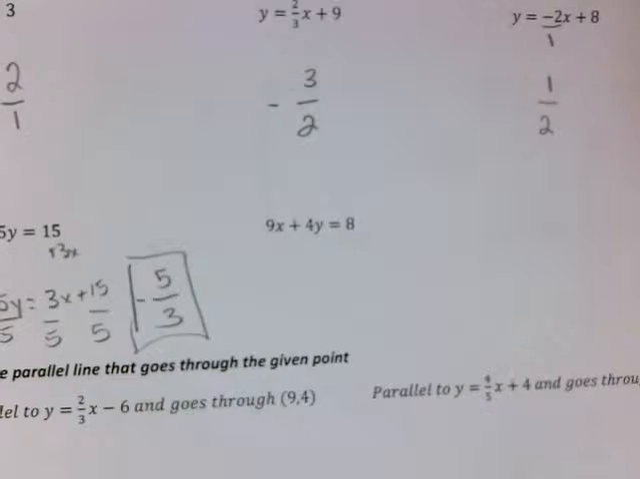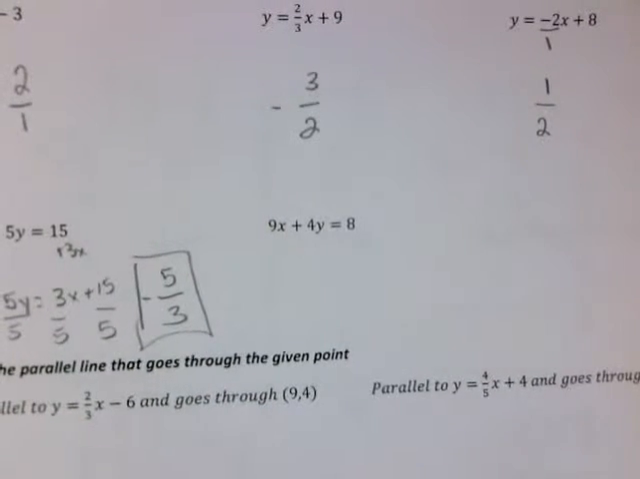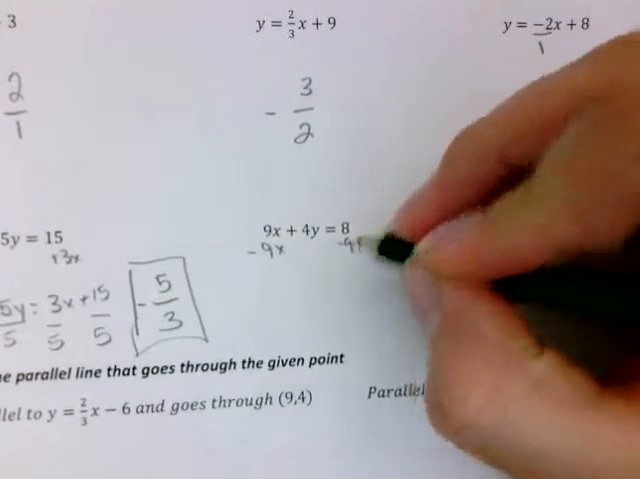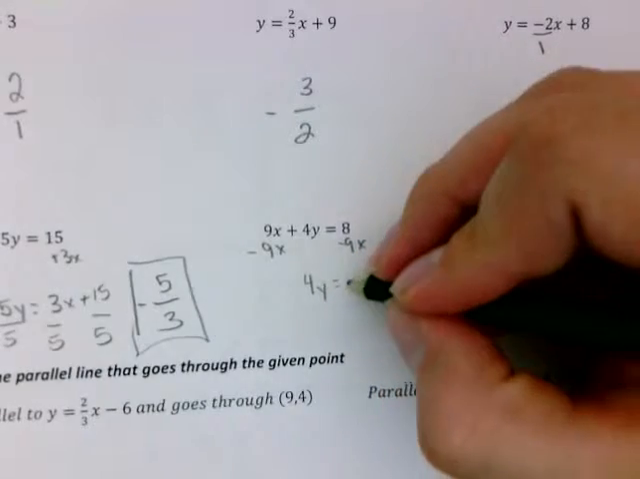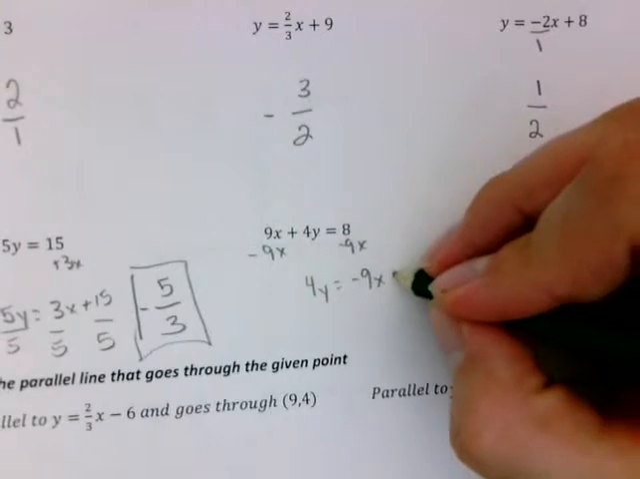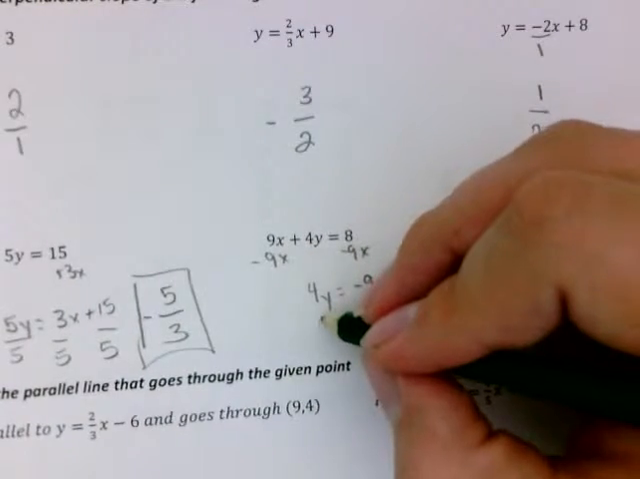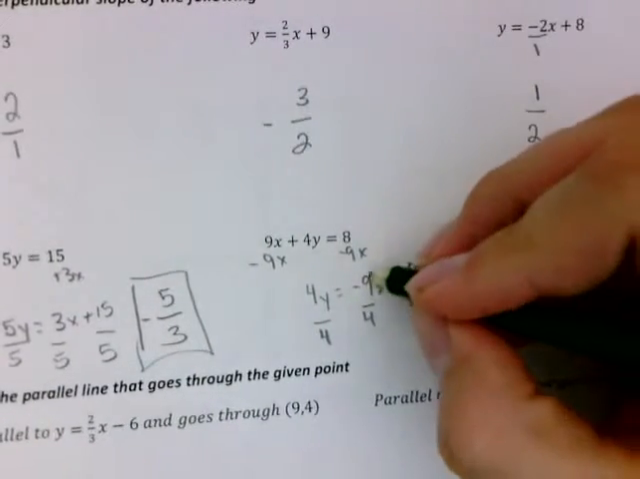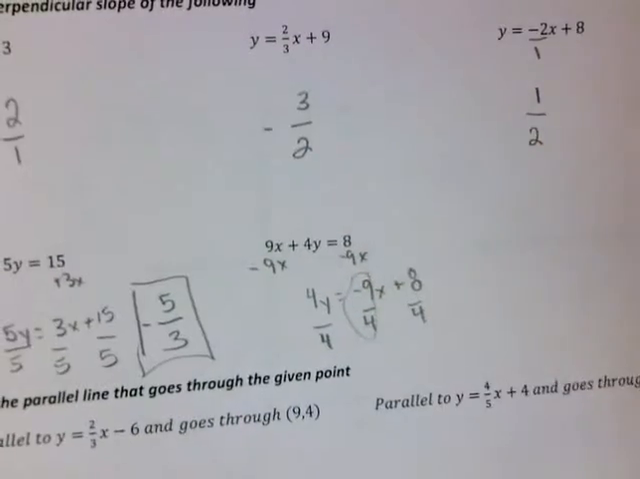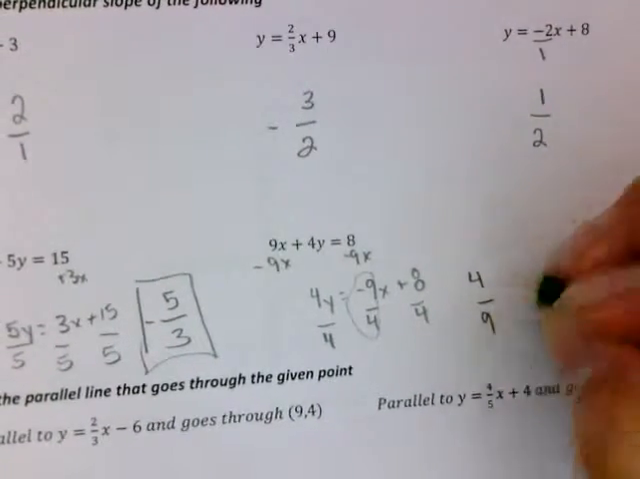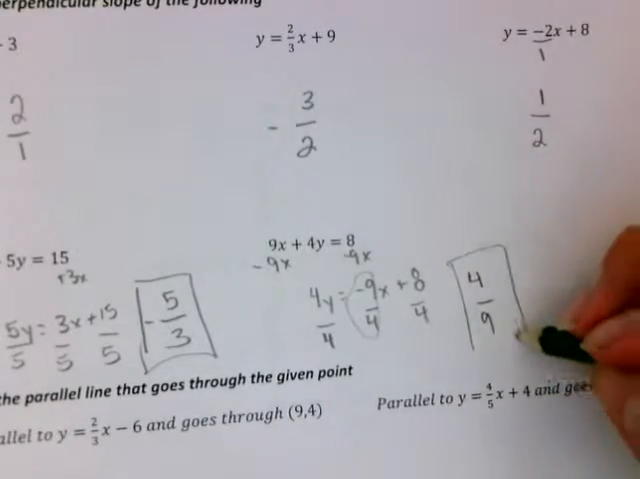Last but not least, the 9x plus 4y. Once again, we get rid of the x first. Subtract the x away. We get 4y equals negative 9x plus 8. Then we divide by 4. All I care about is this part. Negative 9/4 is my slope. So we're going to flip that. It's going to become 4/9. This is negative, this one stays positive.